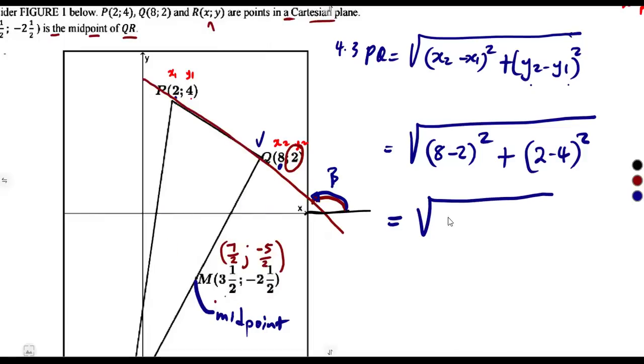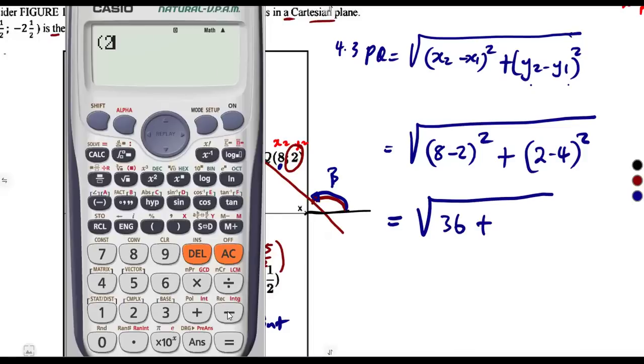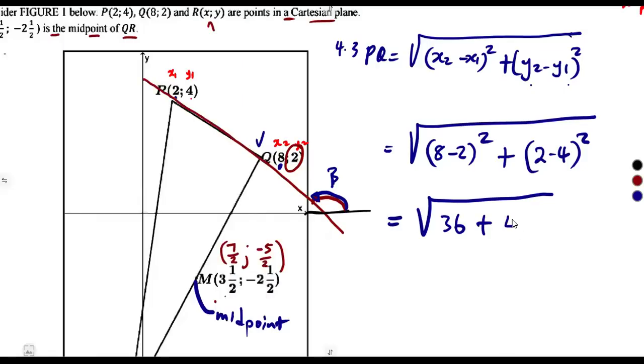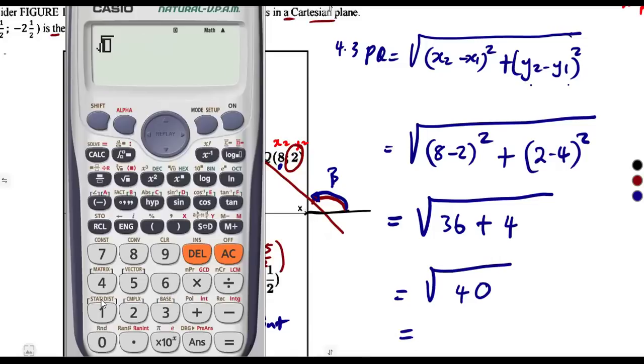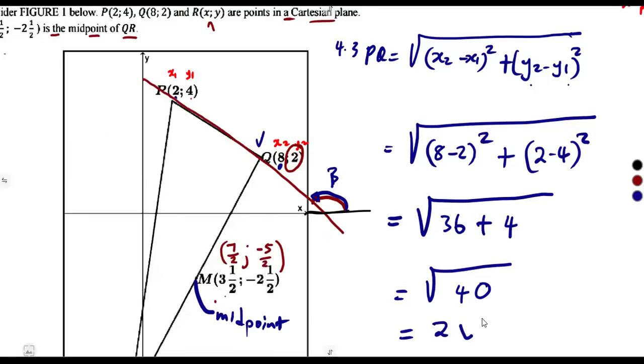So that was going to be the square root of 36 plus 2 minus 4 squared. 2 minus 4, then we square this. That was going to be positive 4. All right, so adding this to 36 plus 4, that's 40. So you can leave it like this. In simplest form, the square root of 40 is what? That's 2 square root of 10. So take note there. We can write our answer as 2 square root of 10 in simplest form. So this is 2 square root of 10 units.